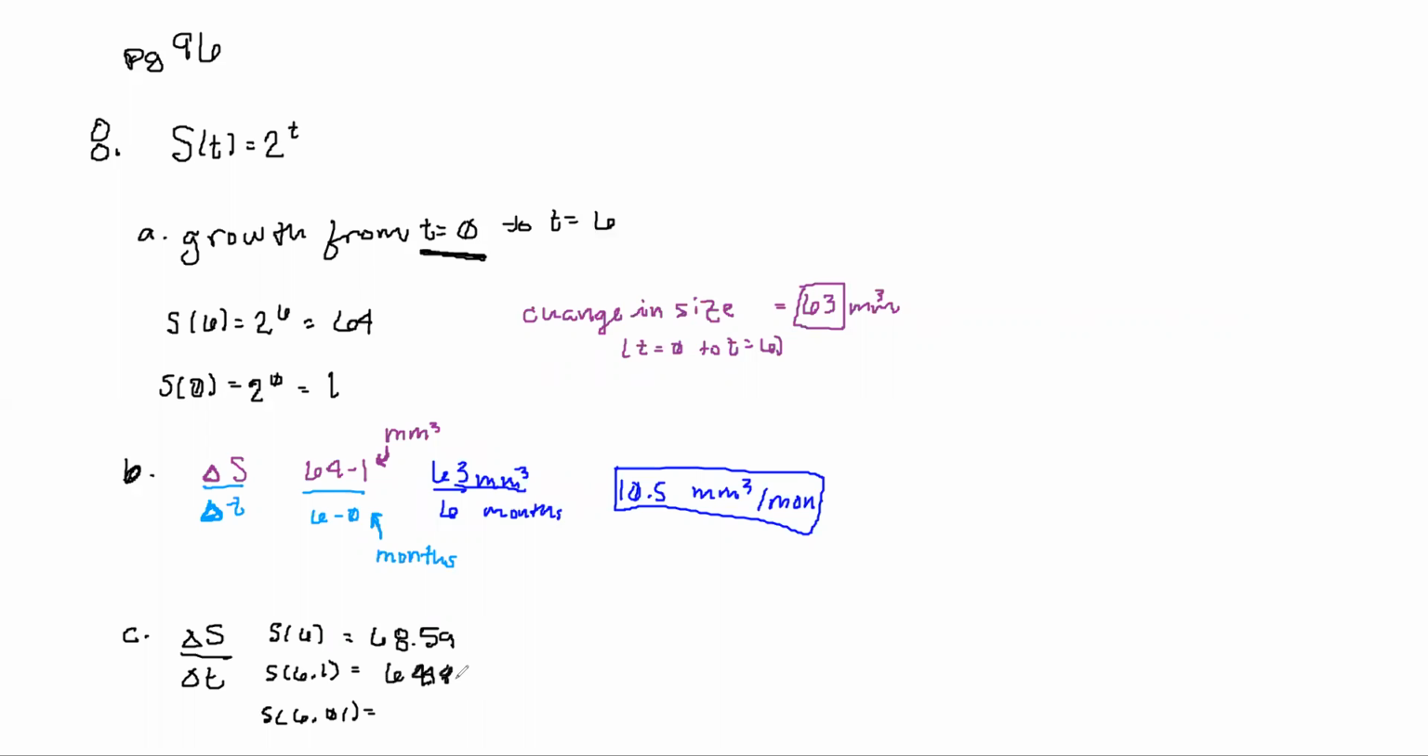Oh, I screwed that up. Sorry, I'm off. You said that this is 64. This is 64.45, and 68.59. We can also look at S of 5.9 and S of 5.99.